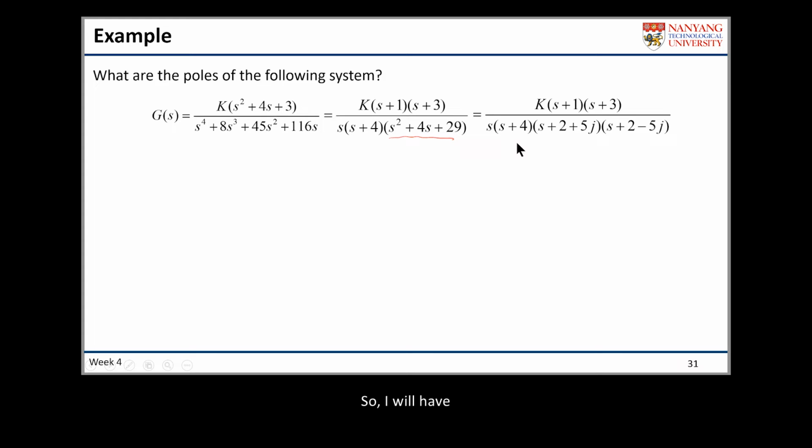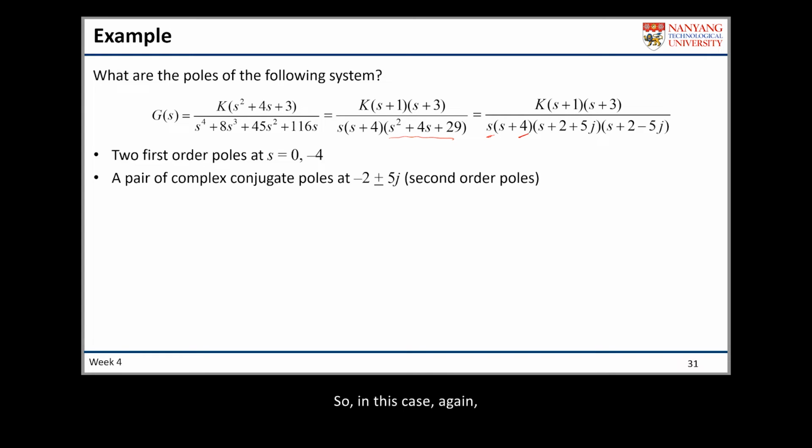So I will have one pole which is equal to 0. My second pole is equal to minus 4, and I have a complex conjugate pair of poles, which is equal to minus 2 plus and minus 5j. So in this case, again, I have two real poles and a pair of complex conjugate poles. So it agrees with what I said before. A complex pole will never be alone. It will always be accompanied by its conjugate.